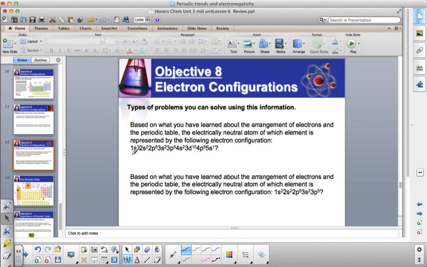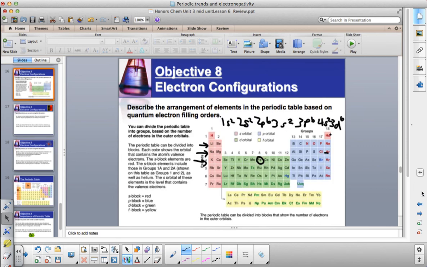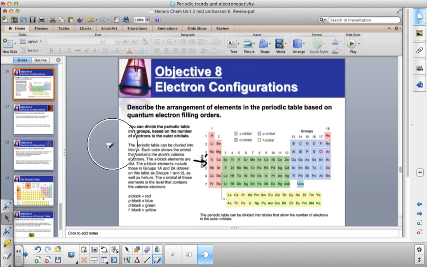Okay, so based on what we've learned about the arrangement of electrons in the periodic table, I wanted you to be able to let me know who lives at this address. Well, there's shortcuts for doing this. So let's just go look. It ends here at 5s1. Okay, I'm going to go back and do a little shortcut here. So we said it was a 5s1.